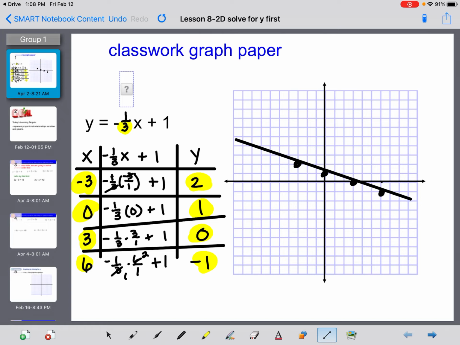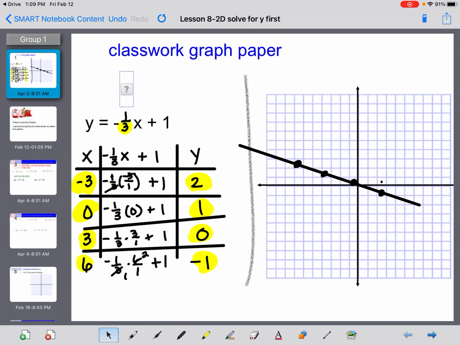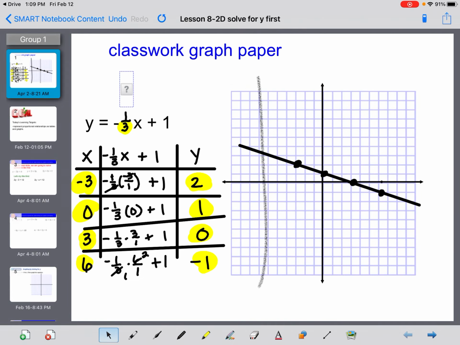Then I ask myself, is this a linear function? Well, it sure is linear. It is a straight line, and it is a function because the x values do not repeat, and this would easily pass the vertical line test. When you take a vertical line and drag it across my graph, the graph would never cross my vertical line in more than one spot at any given moment.